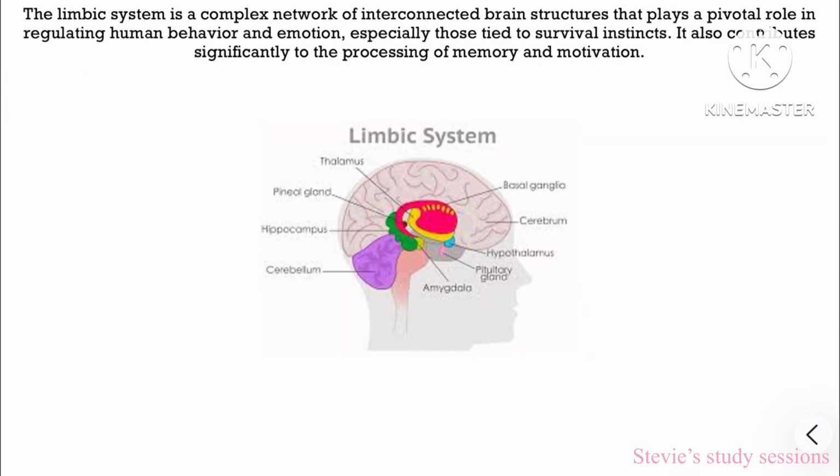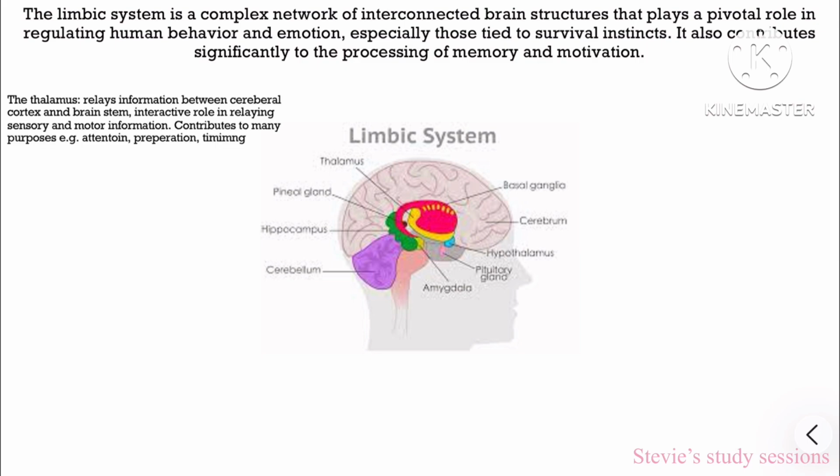The limbic system is a complex network of interconnected brain structures that plays a vital role in regulating human behaviour and emotion, especially those tied to survival instincts. It contributes significantly to memory processing and motivation. Parts of the limbic system are the thalamus, the pineal gland, the hippocampus, the cerebellum, the amygdala, the pituitary gland, the hypothalamus, and the basal ganglia.